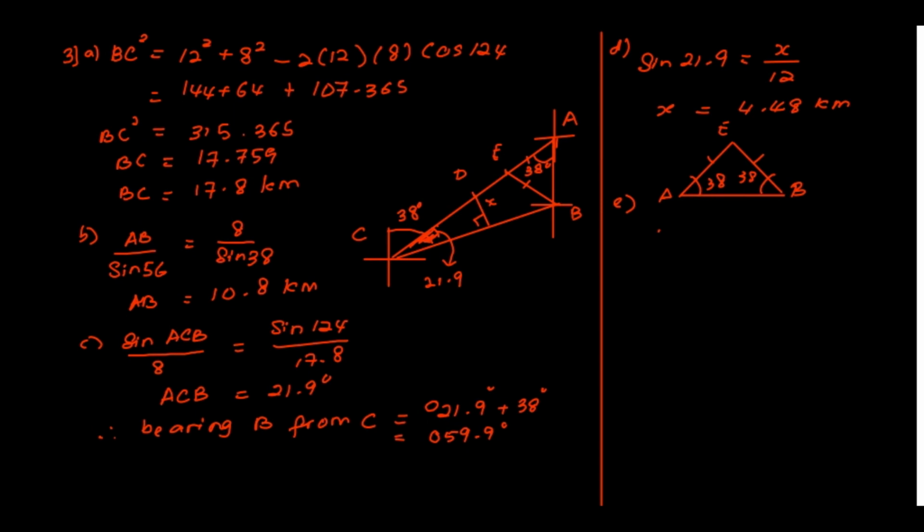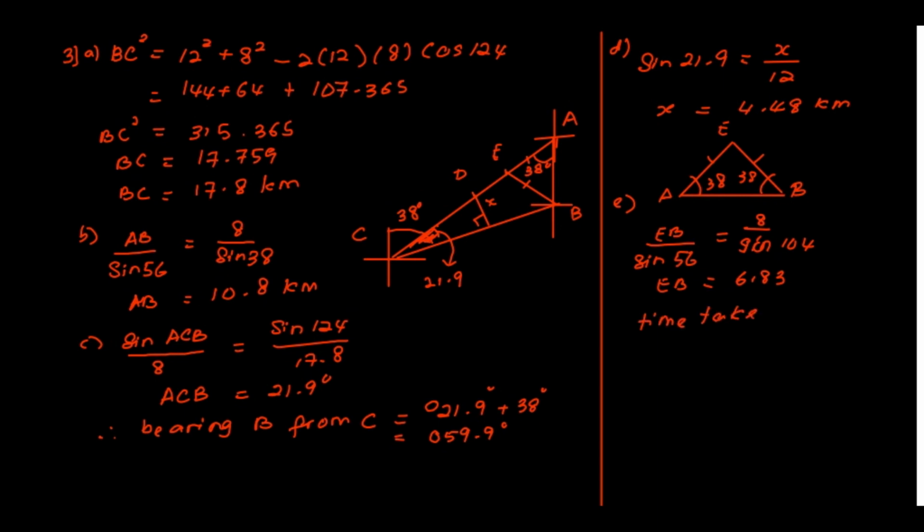Okay, equidistant. So I want to find EB, the distance. So EB over sine 56 equals, using the sine rule, 8 over sine 14. Okay, so you get EB equals 6.83.